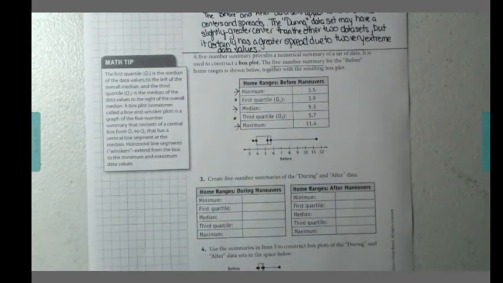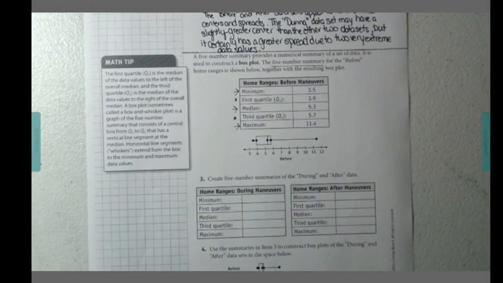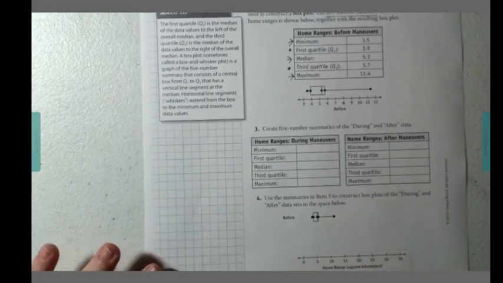You should have seen this math tip on a previous slide. It says the first quartile, or Q1, is the median of the data values on the left of the overall median. And we're going to talk about how to do this in just a second, okay? And then the third quartile is the median of the right half of your data, okay? So I'm just going to go in general, okay? We're going to do just an example real quick, okay?